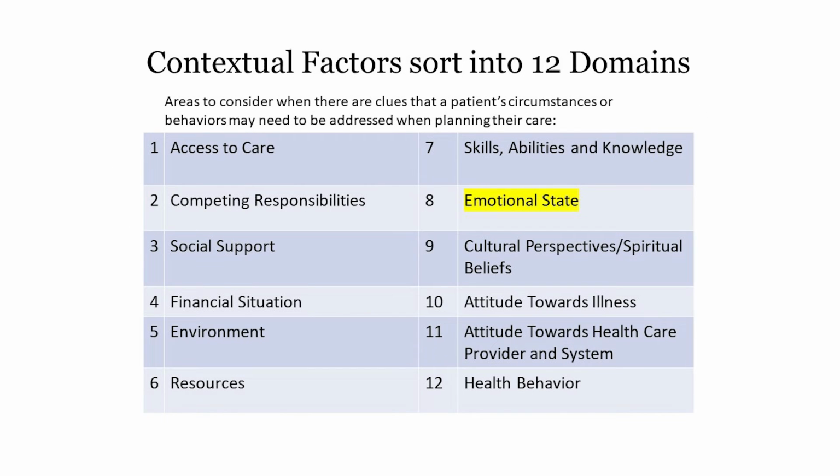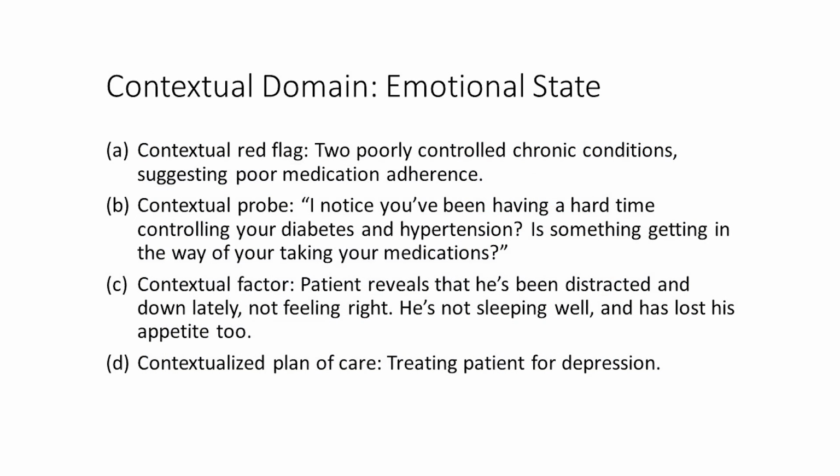And finally, here's one more we might use, since depression is disproportionately common in patients with hepatitis C and could put our patient at risk for medication non-adherence and for relapse. In this version, the contextual red flag would be two poorly controlled chronic conditions suggesting poor medication adherence. The learners might be asked to reflect on what questions they'd ask. A suggested contextual probe could be, quote, I notice you've been having a hard time controlling your diabetes and hypertension. Is something getting in the way of your taking your medications?